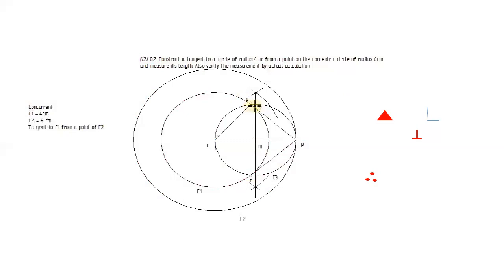Two conditions. The first condition is OQ is the radius of circle C1, and PQ is perpendicular to OQ. If these two conditions are satisfied, then you can claim PQ to be the tangent. That is what we'll be doing in the justification part.